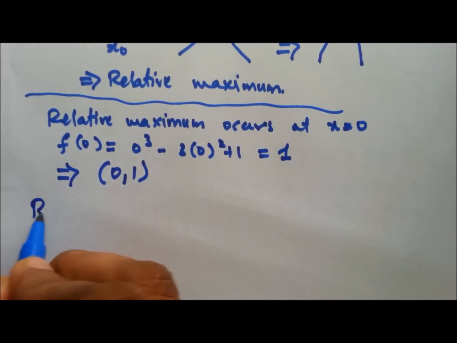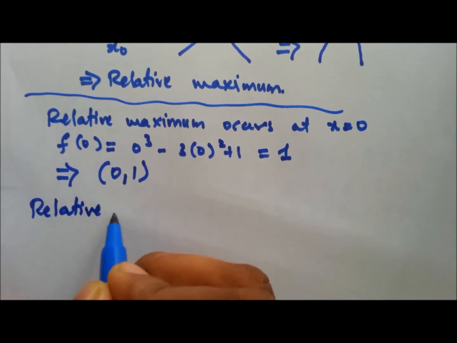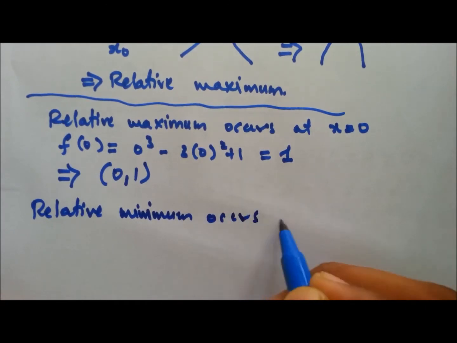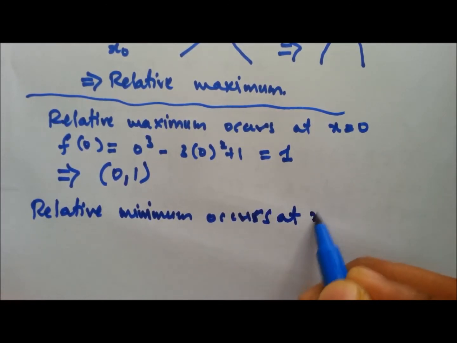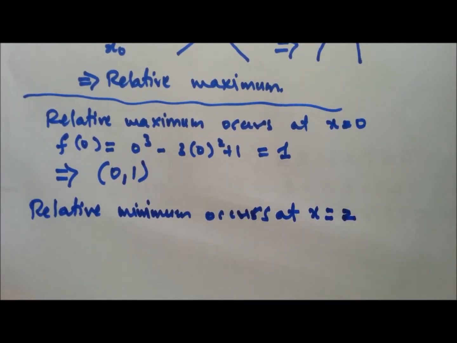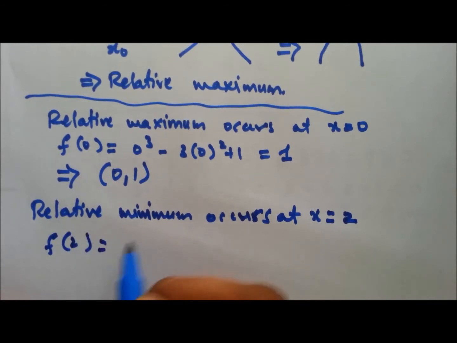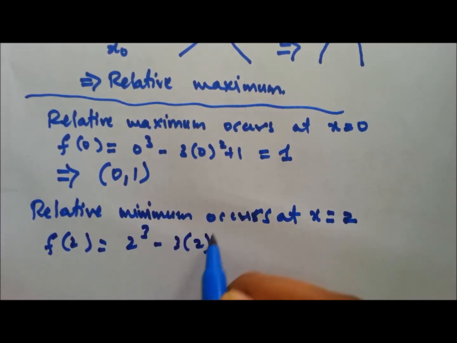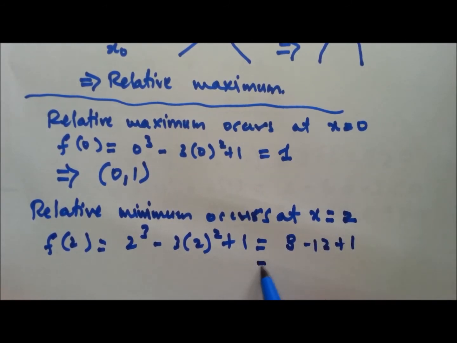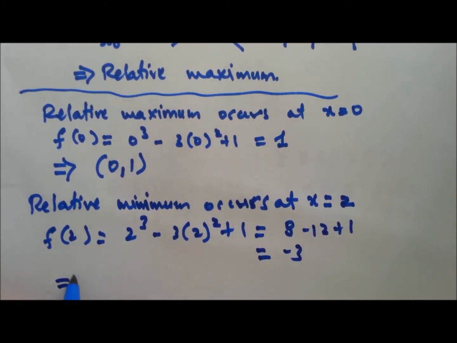Then let's find the relative minimum. The relative minimum occurs at x is equal to 2. Let's find f of 2: 2 cubed minus 3 times 2 squared plus 1. 2 cubed is 8, 2 squared is 4, 4 times 3 is 12, plus 1. So 8 minus 12 is minus 4, and minus 4 plus 1 is minus 3. Therefore the coordinate of the relative minimum is (2, minus 3).